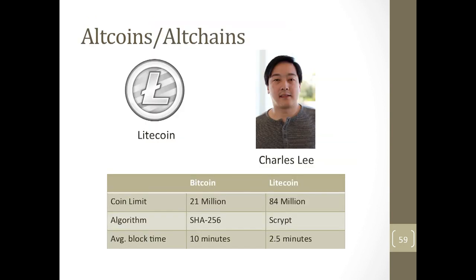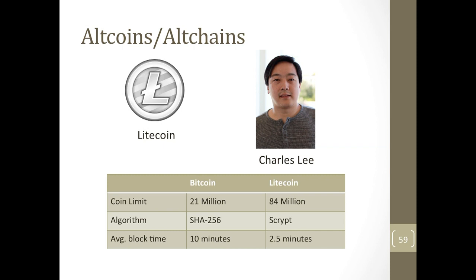And one of the nice things about it being open source is anybody can go and take the code, copy it, make a few adjustments here and there, and create their own currency, like Litecoin. So a few years ago in 2011, Charles Lee created Litecoin. And all he did was take the Bitcoin code and tweak a few different parts here and there. So with Bitcoin, there's a coin limit of 21 million. He changed his currency to 84 million.